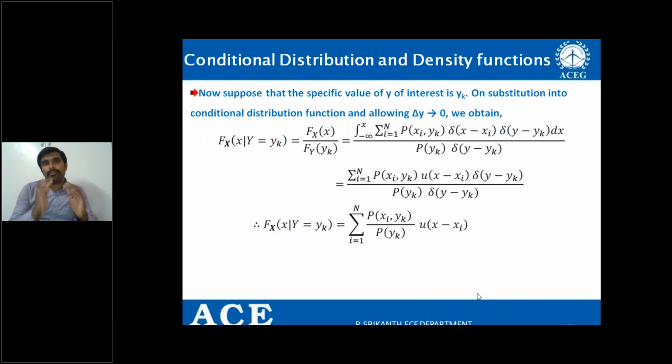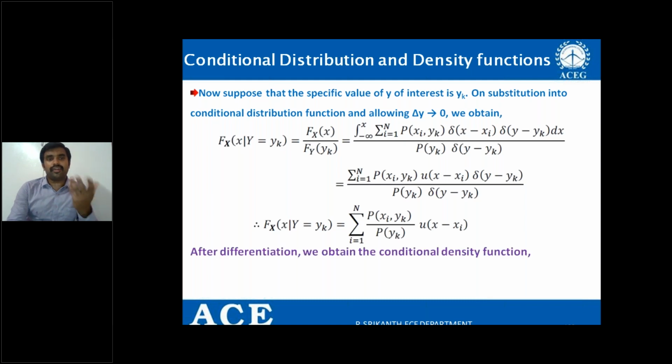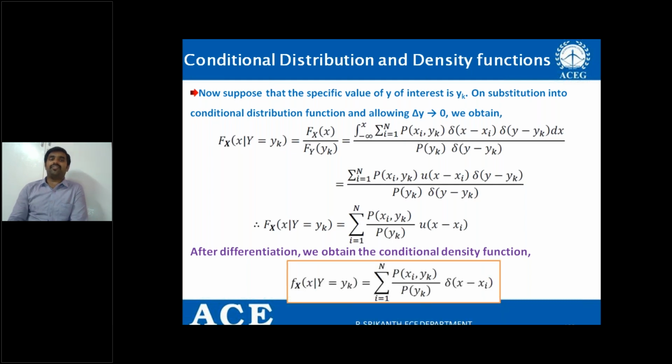You need to remember that the conditional distribution function for the discrete random variable case is Fx of x given y equal to yk, equal to summation i equal to 1 to n, joint probability p of xi comma yk by p of yk, into u of x minus xi. Similarly, I can also write a density function. How do you write the density function? By applying differentiation to the distribution function, I can derive the density function.